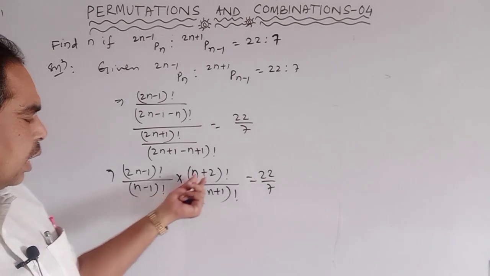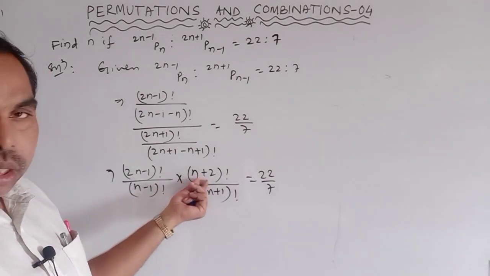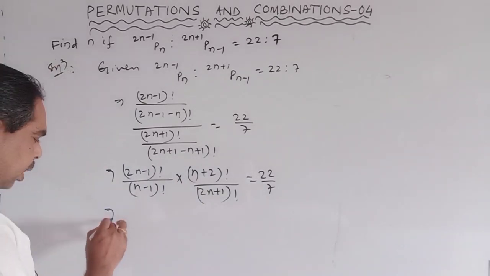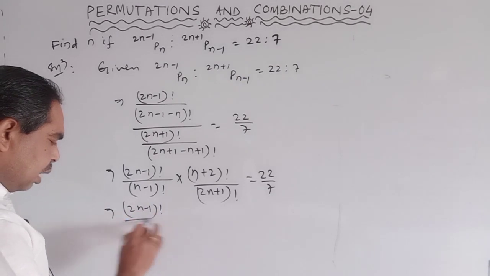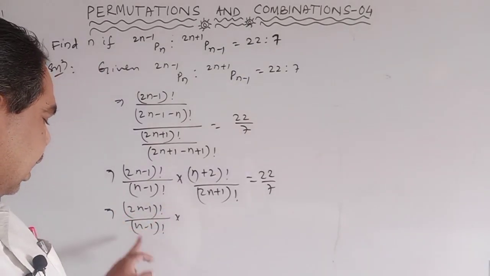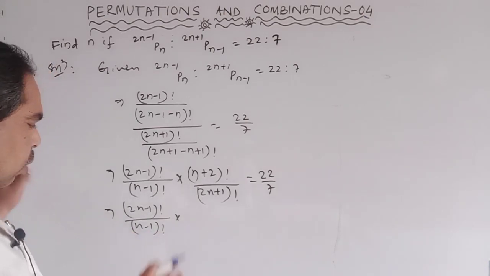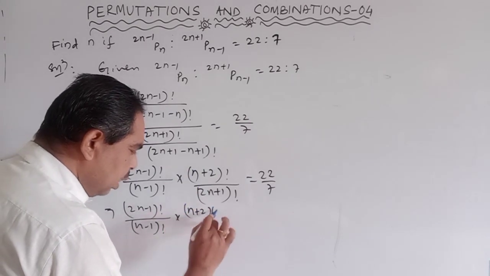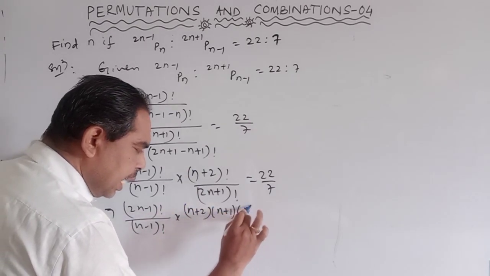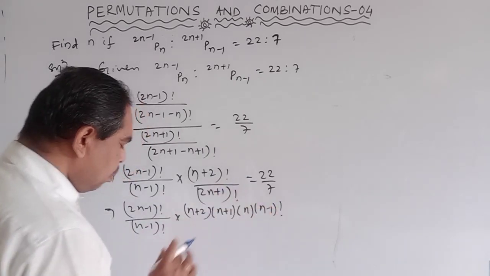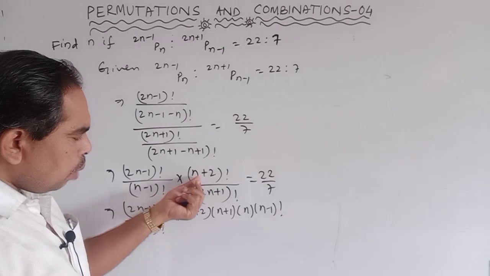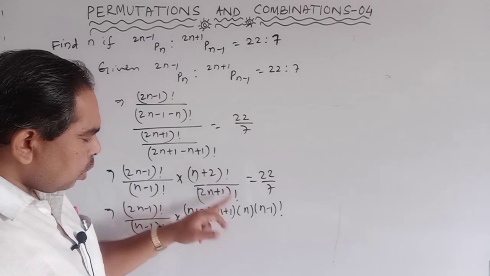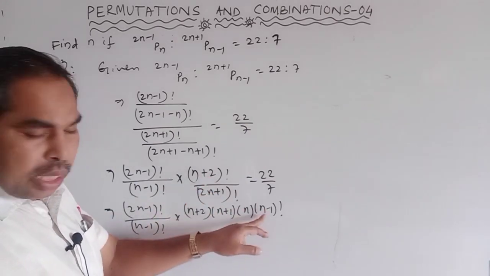Similarly, n minus 1 is less than n plus 2, and n minus 1 is nearer to n plus 2, so break n plus 2. So this implies (2n minus 1) factorial divided by (n minus 1) factorial into (n plus 2) factorial, meaning n plus 2 into n plus 1 into (n minus 1) factorial. We keep reducing n plus 2, then n plus 2 minus 1, then n plus 2 minus 2, then n plus 2 minus 3, until we reach (n minus 1) factorial.